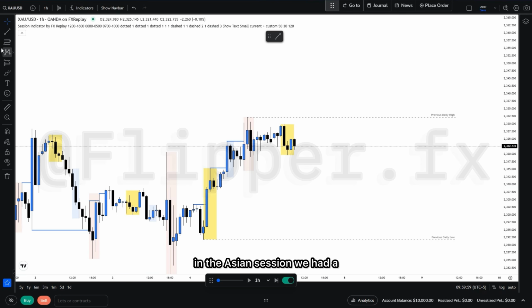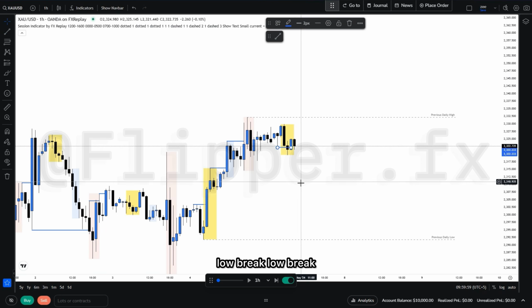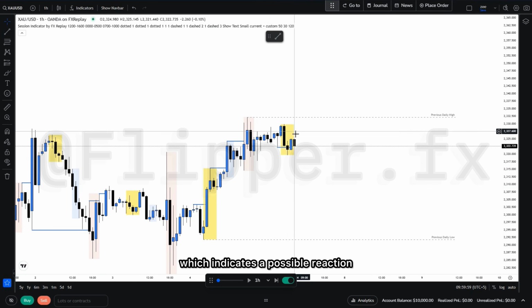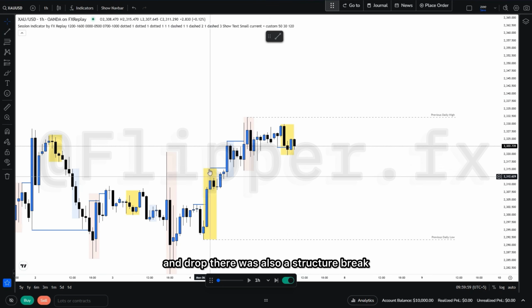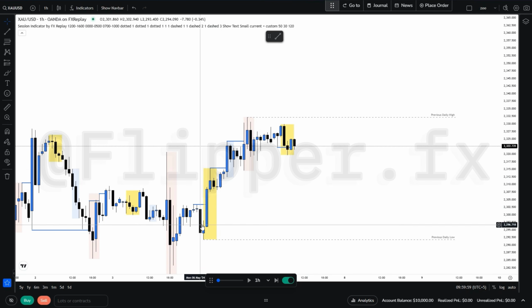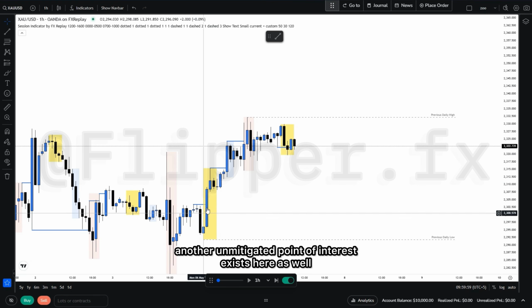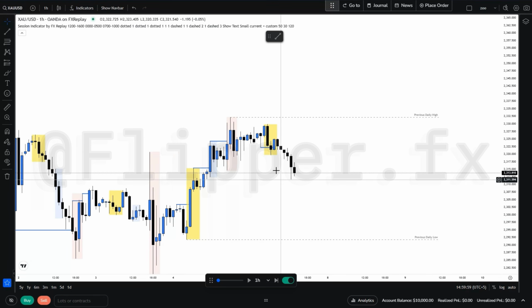In the Asian session, we had a low break which indicates a possible reaction and drop. There was also a structure break here, so the point of interest in that area is likely to give a reaction. Another unmitigated point of interest exists here as well, which we expect to react to.